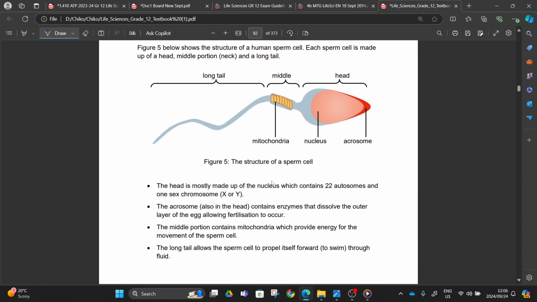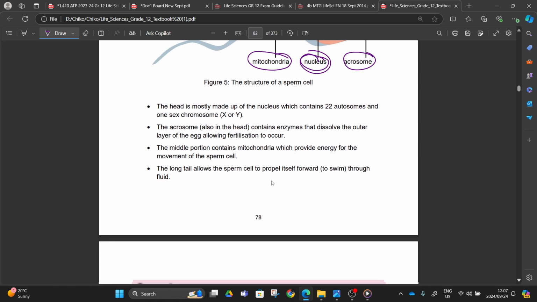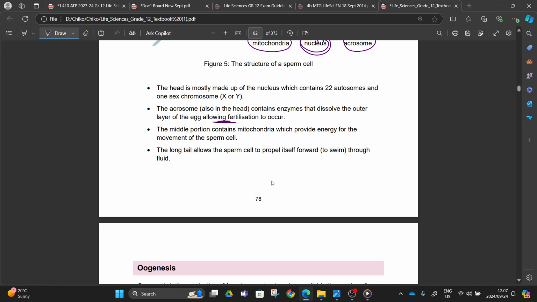And then this is the structure of a sperm cell. We have our long tail for motility or for swimming, and we also have the middle part having our mitochondria for energy. We have our nucleus there that houses our chromosomes, our genetic material, and then we have our acrosome that houses the enzymes that are going to penetrate the egg and allow fertilization, right?